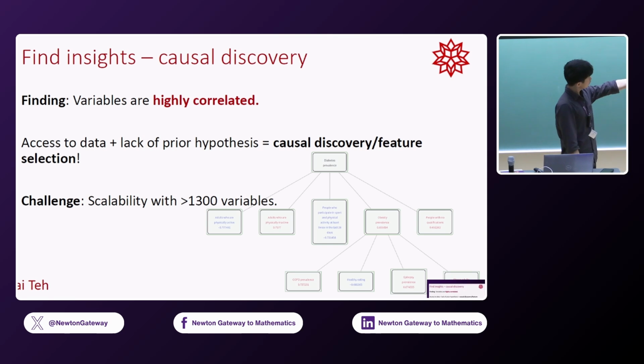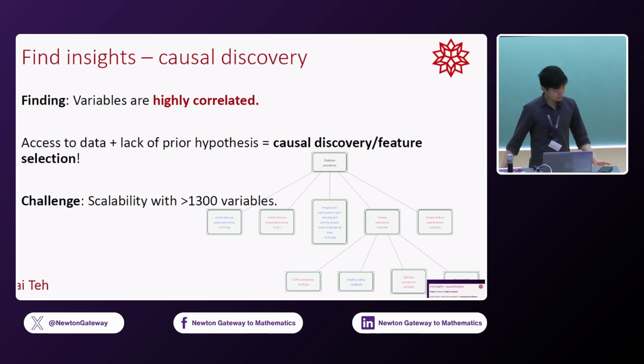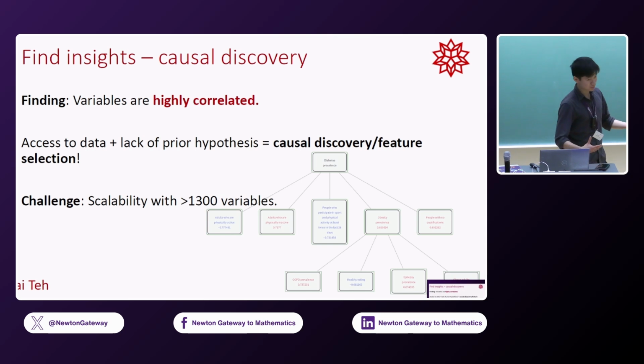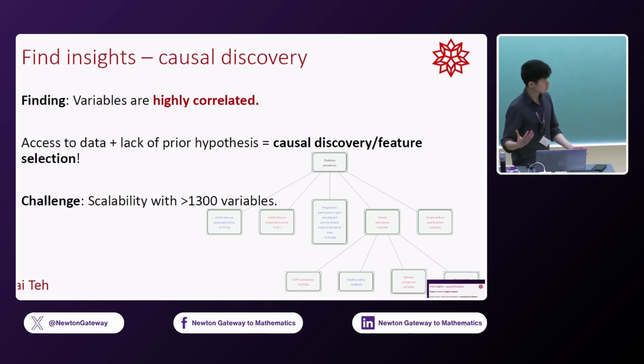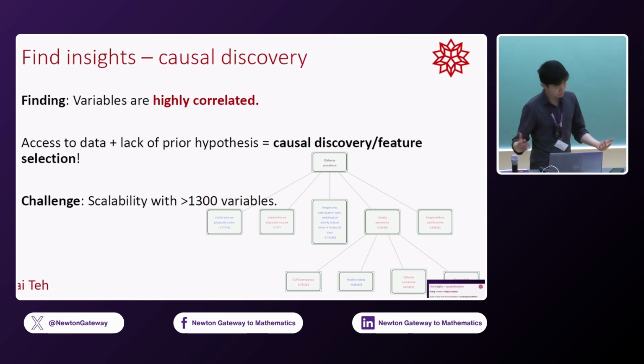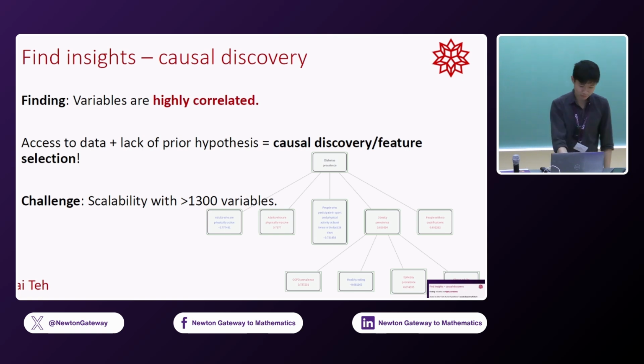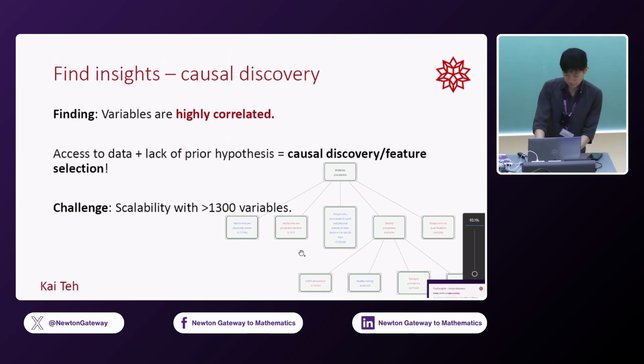The challenge here is scalability issues, since you're working with over 1,000 variables, and also the very heterogeneous nature of the sensor data that we're using, which is a mix of both categorical and temporal data. So those are the challenges that we are looking to solve.